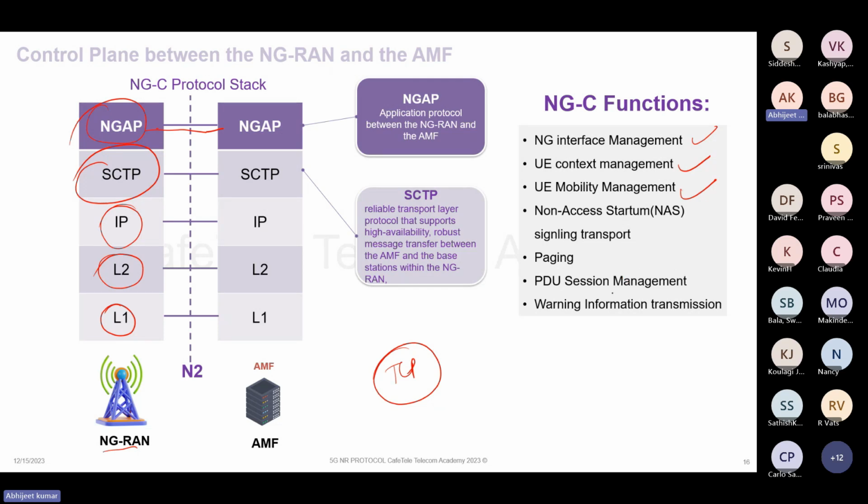Then we have paging. It handles the process of sending the paging from the network to the device. It alerts the device about any incoming call or session. Then we have prioritization management. It manages the prioritization of data, which is the logical flow of data between the device and the network. So these all are the things. And the last one is warning information transmission, which manages warnings everywhere.